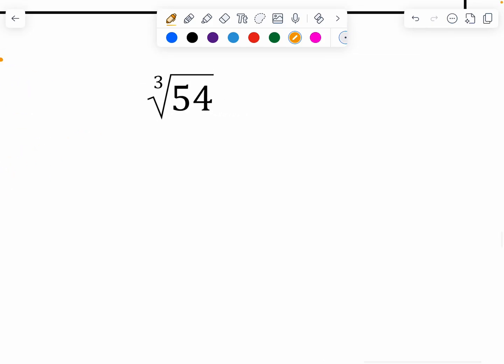This one? Okay, so does 8 go into 54? No. Does, okay, 2, 3, does 27 go in? Yeah.